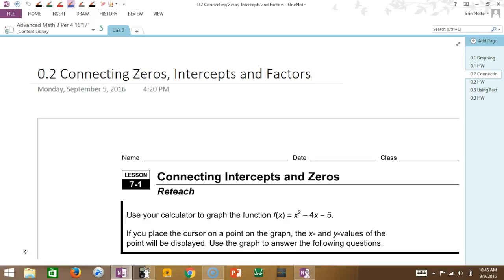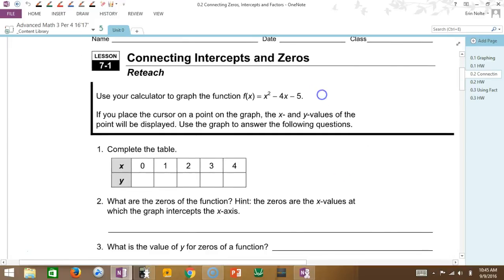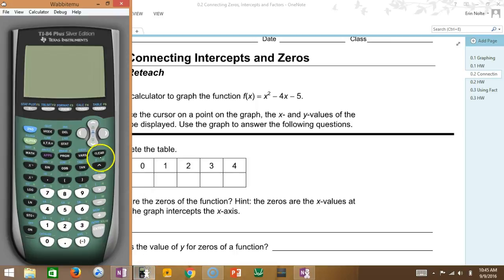Okay, so this first part says, use your calculator to graph the function f of x is equal to x squared minus 4x minus 5. Okay, so grab your calculator, and we are going to graph this. First, you have to turn your calculator on.